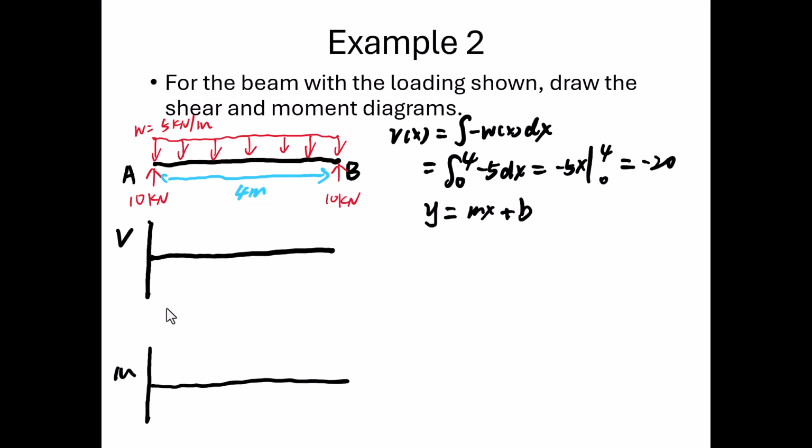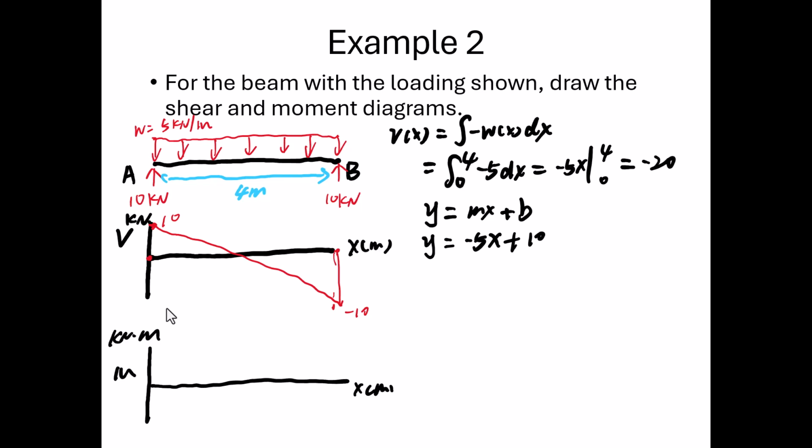Let's show why. It should start from 0, and because we have A, which is 10 here, and then move down by 20, which will be -10, connected by a line. So that's the shear diagram. We have x, we have kilonewton, x, kilonewton meter.